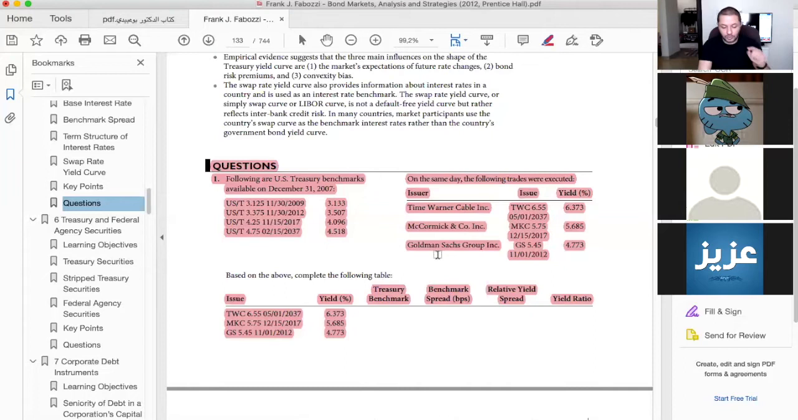So we have the issue, the yield. Now you have to find the corresponding treasury benchmark, the benchmark spread in terms of basis points, the relative yield spread, and the yield ratio.